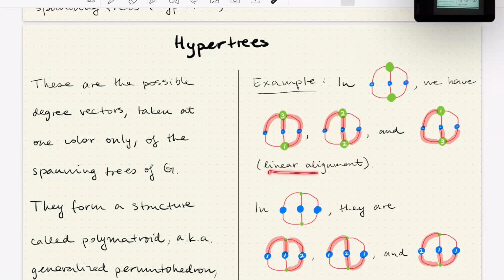So these 2 shapes, very simple in this case, generalize to something called a polymatroid, also known as a generalized permutohedron, or an M-convex set. It's much studied in mathematics, and it should show up in physics as well. So if you see it, let me know.